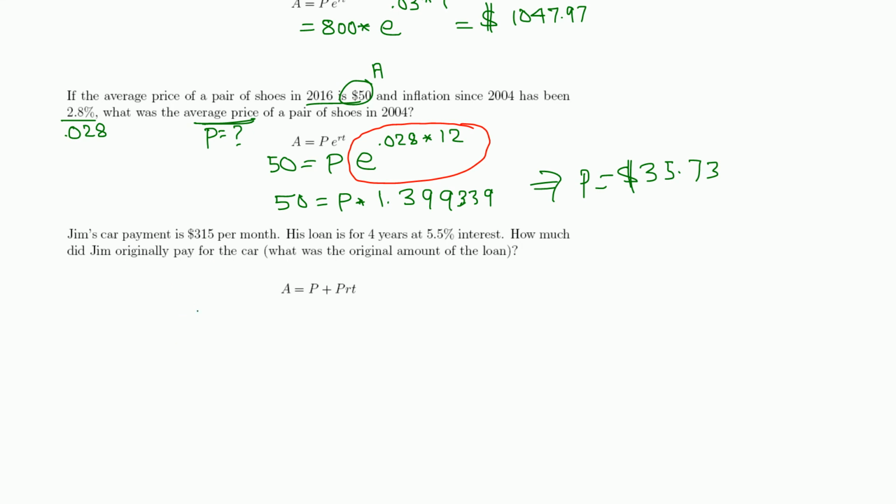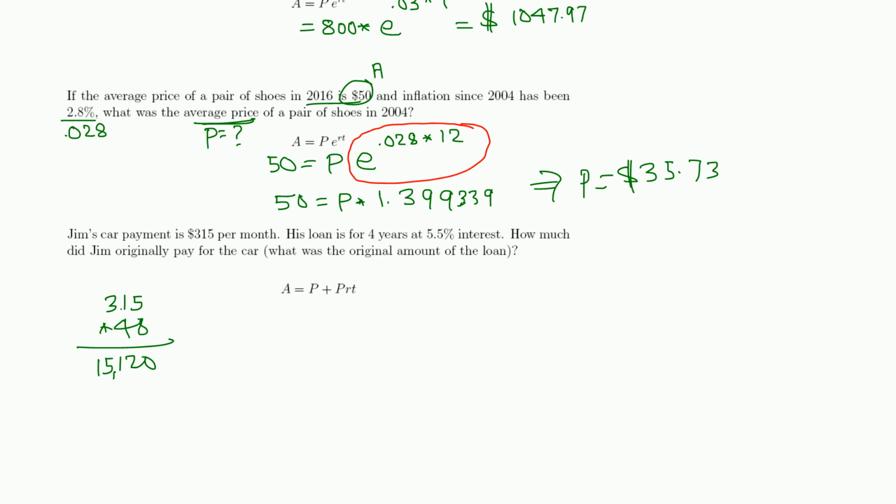Let's find how much he'll pay at the end of the loan term. So he's paying $315 for 4 years. 4 years means 4 times 12, 48 months. So multiply using your calculator, you get 15,120. So he'll be paying at the end of the loan term $15,120, but that's not the loan amount. This amount includes the interest.